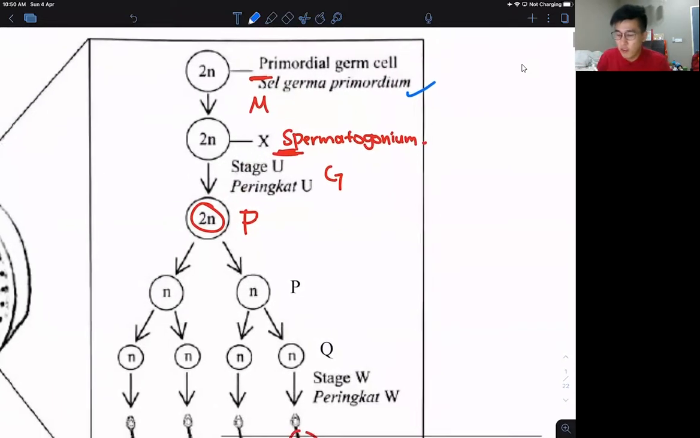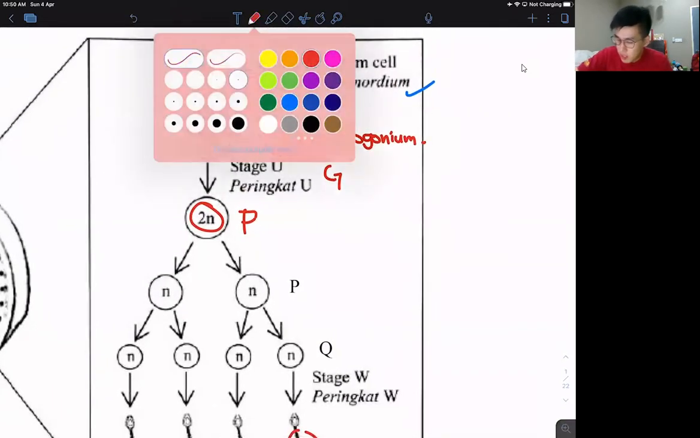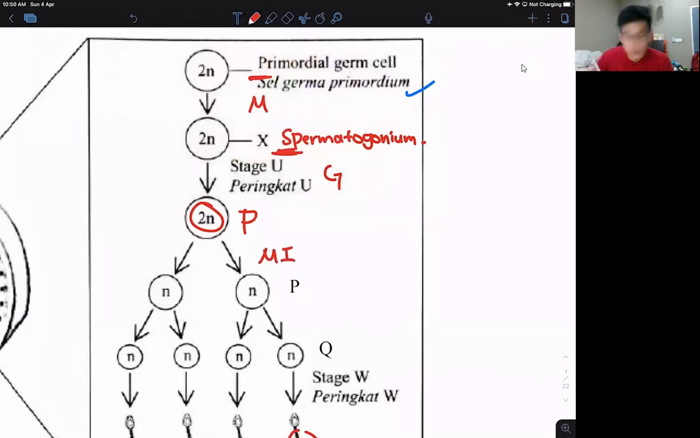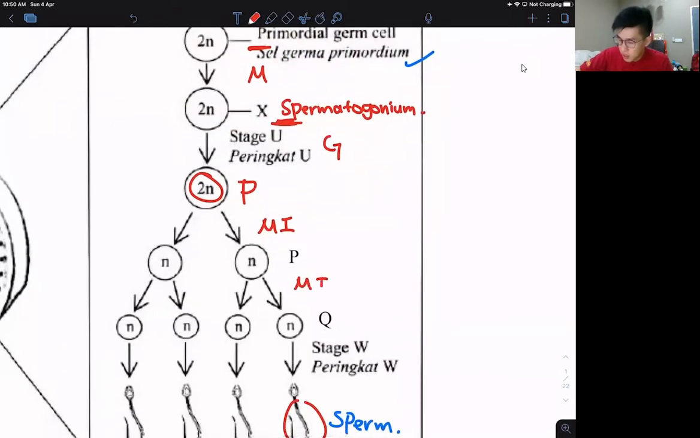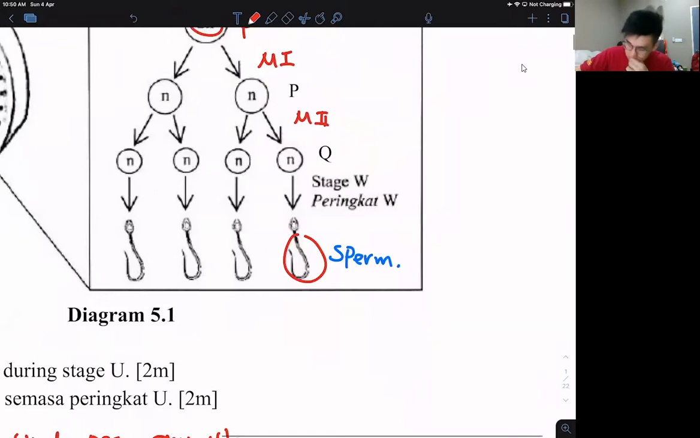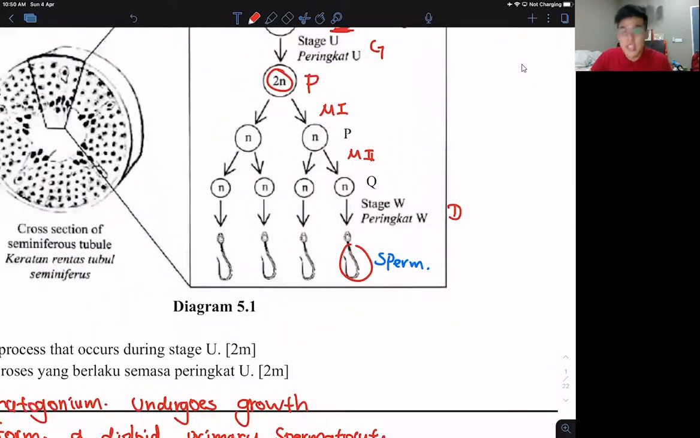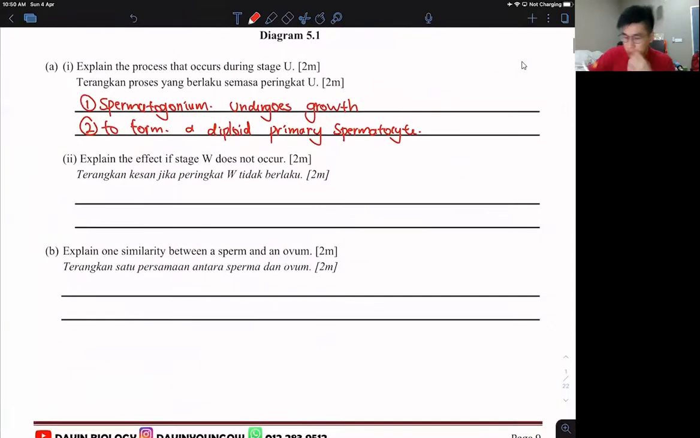Here is growth already. So here growth, which means here will be meiosis 1. All right, here is meiosis 2. So the last one to form tail is the differentiation process. See properly, exam no second chance. So explain the effect if W does not occur.